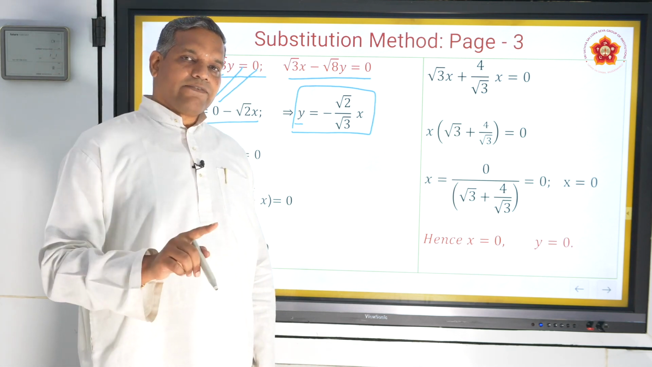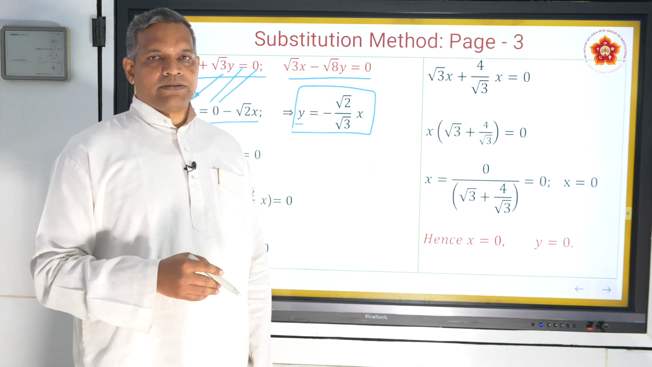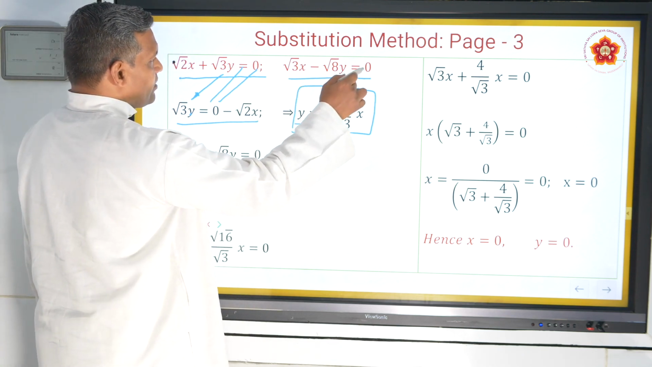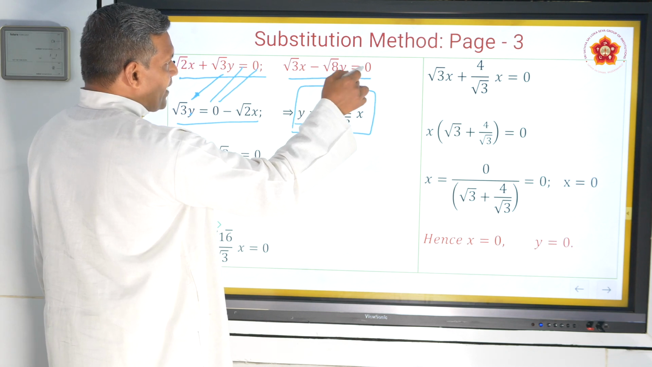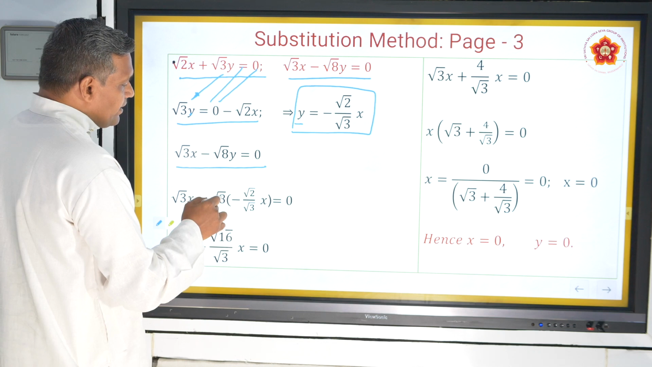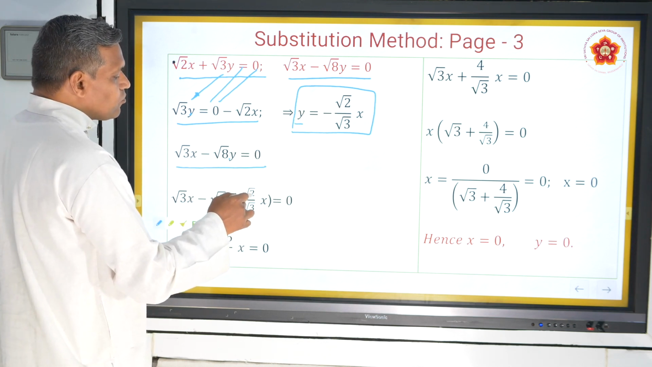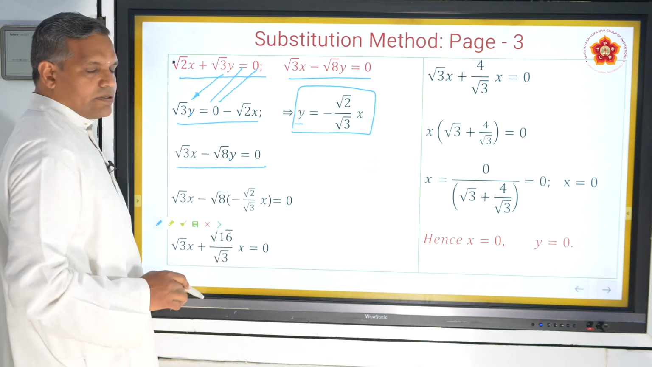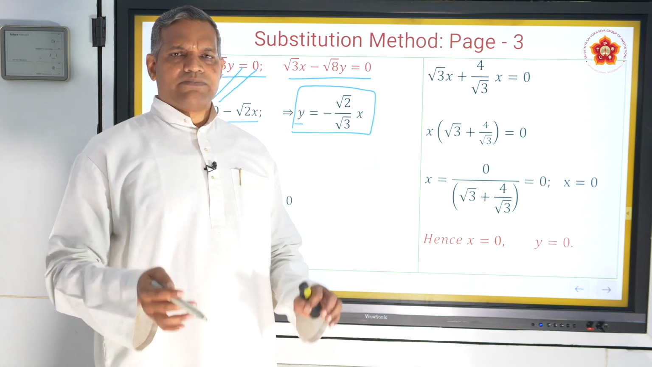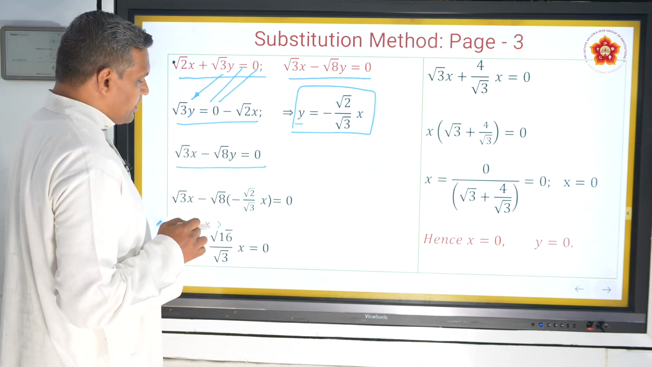Guess what I'll do next? The moment I get the y value in one equation, I always go and substitute that value in another equation. Come back, take the second equation: root 3x minus root 8y is equal to 0. In that, root 3x minus root 8, in the place of y, what did I do? That's it, minus root 2 by root 3 into x is equal to 0. Come what may, smaller number, bigger number, complicated, simple, write as such, don't get scared of it.